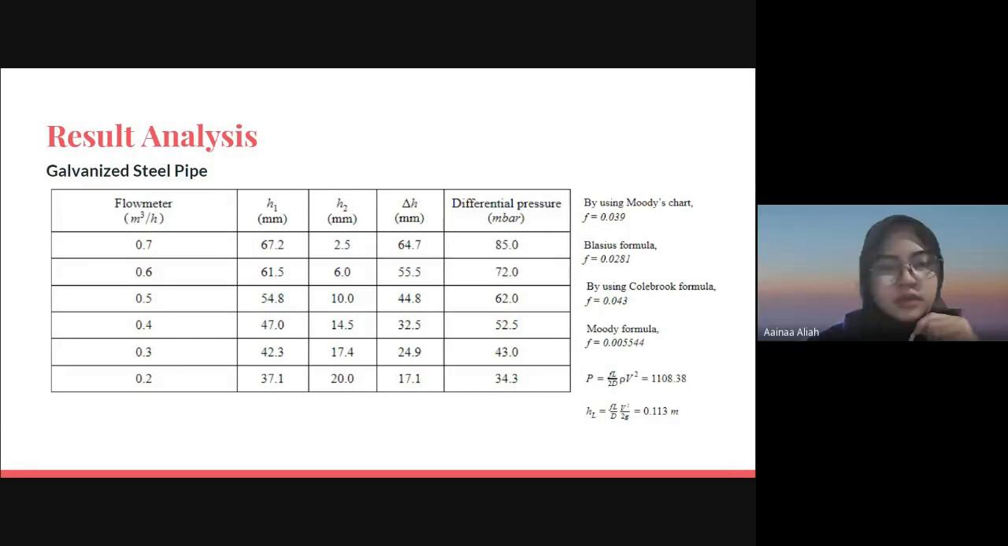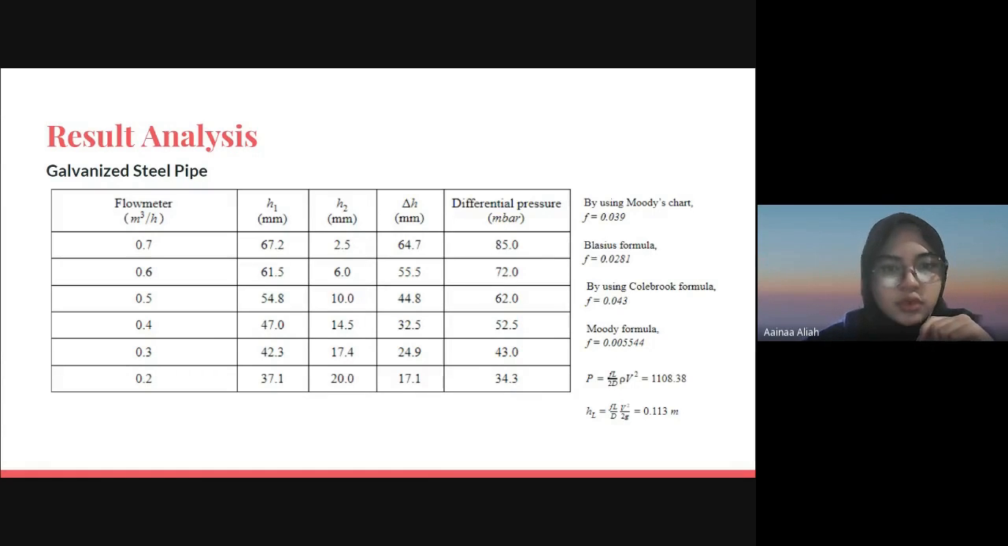Okay, so next we have result analysis. For the calculation part, we determine the f by using 4 different methods, which are Moody's chart, Blasius's formula, Colebrook formula, and also Moody formula. Before we use the equations, we calculate the Reynolds number by using the data given. Based on our calculations, all of the flows are turbulent flows.